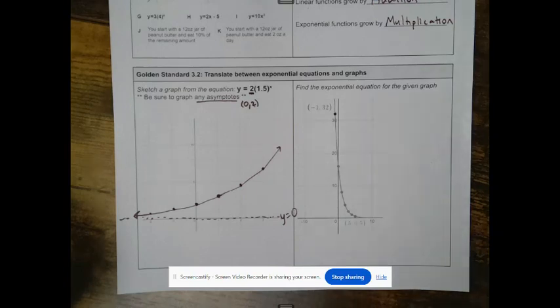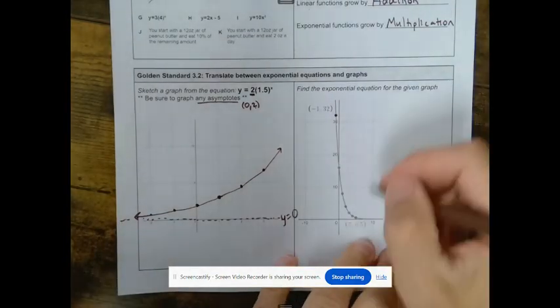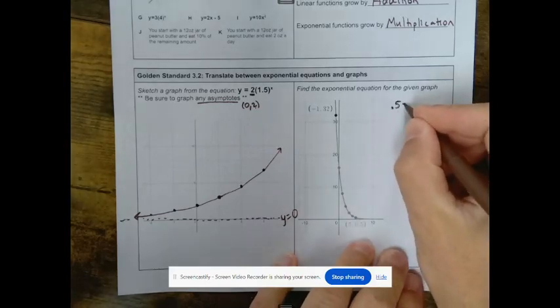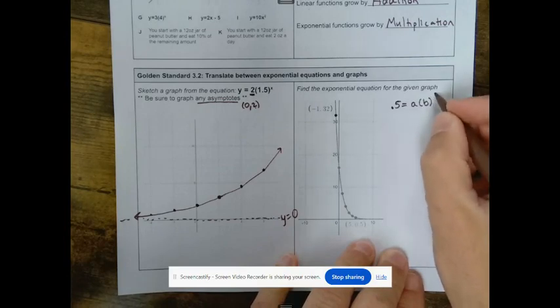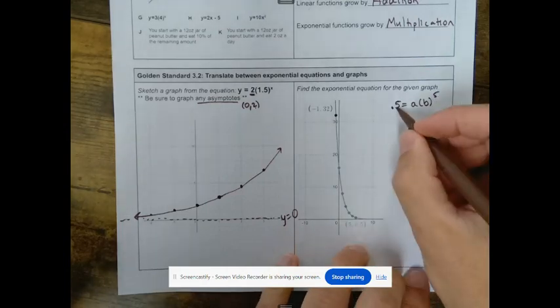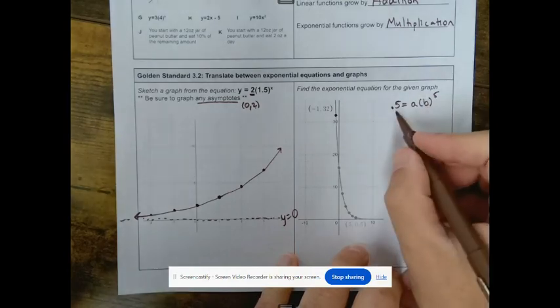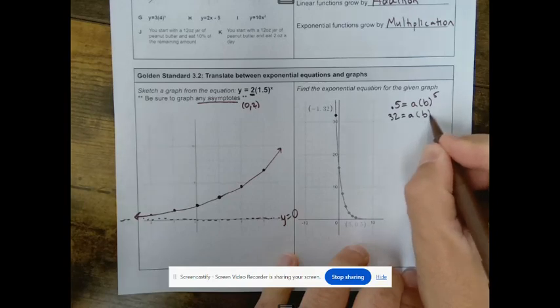Okay, for the second part, find the equation for the graph. I'm going to use the systems method here. So I'm going to write my later point, which is my output 0.5, equals my initial value times my multiplier to the 5th power, my input. Output y is 0.5, input 5 is the x. My other point, the output is 32, equals my initial value times my multiplier to the negative 1st power.